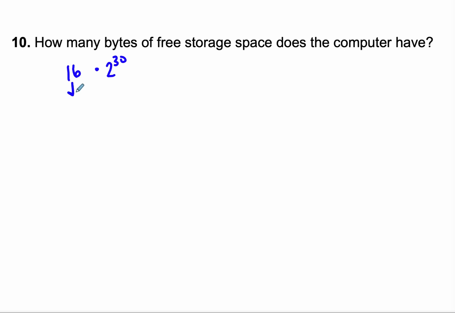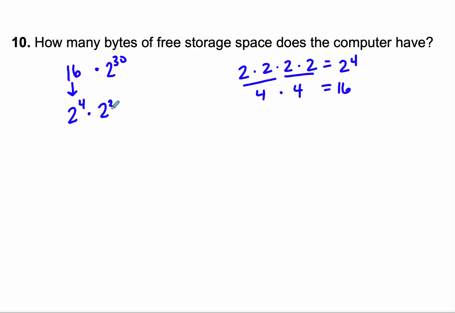All right, let's check our answers. First thing I need to do is change 16 into 2 to something power. So let's figure out how many 2's that takes. 2 times 2 is 4. Times another 4 would give me 16. So I have 4 2's. That gets me to 16. So I have 2 to the 4th power times 2 to the 30th power. And that is going to give me 2 to the 4 plus 30, which would be 2 to the 34th power bytes.